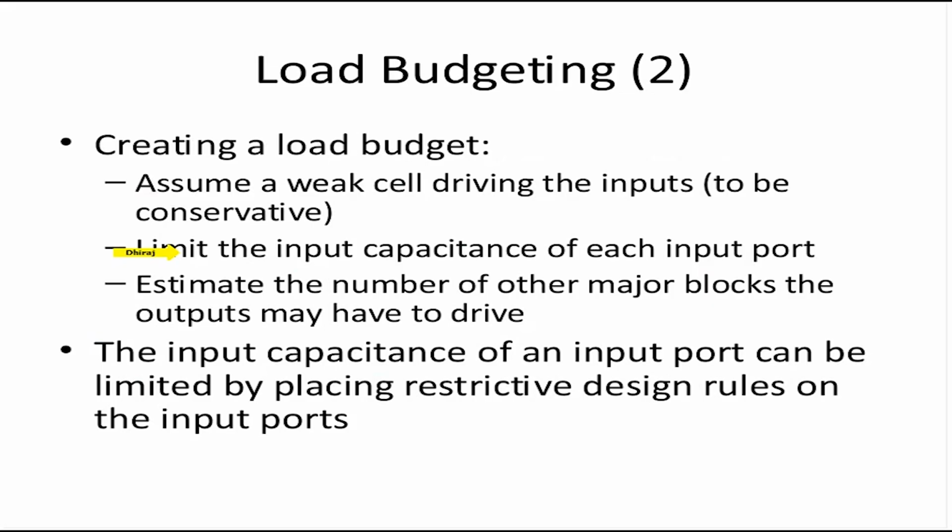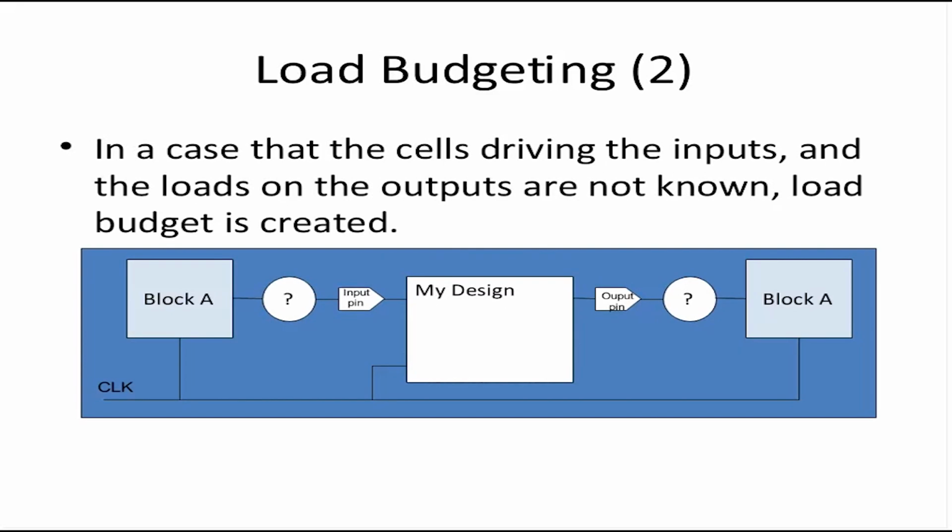Limit the input capacitance of the input port. Ideally, I would say that if you have done the job well in the first case, the second is not entirely needed. This is very important: estimate the number of other major blocks the output may have to drive. So that is the output estimate. If you cannot estimate, then what do you do?